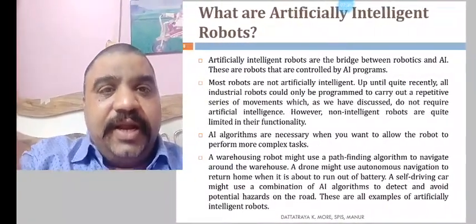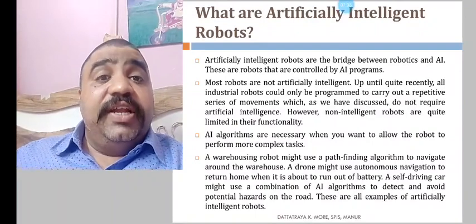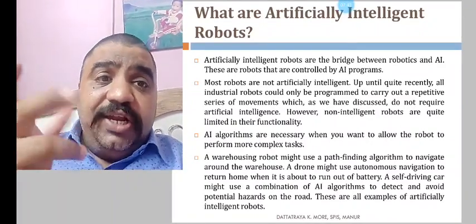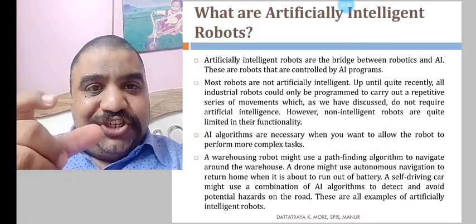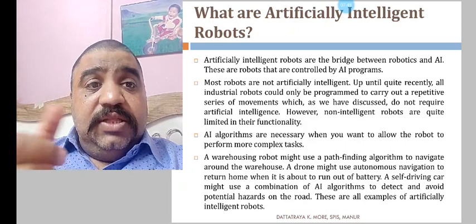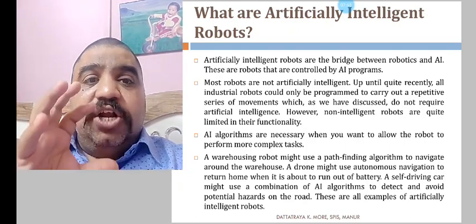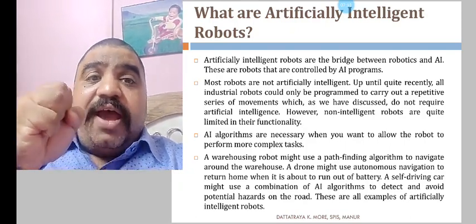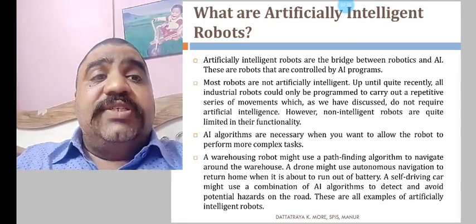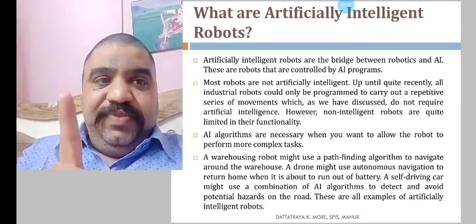Let's make it clear again. What are artificially intelligent robots? Let us see what they actually are. Artificially intelligent robots are the bridge between robotics and AI. These are robots that are controlled by AI programs, software. Of course, most robots are not artificially intelligent.